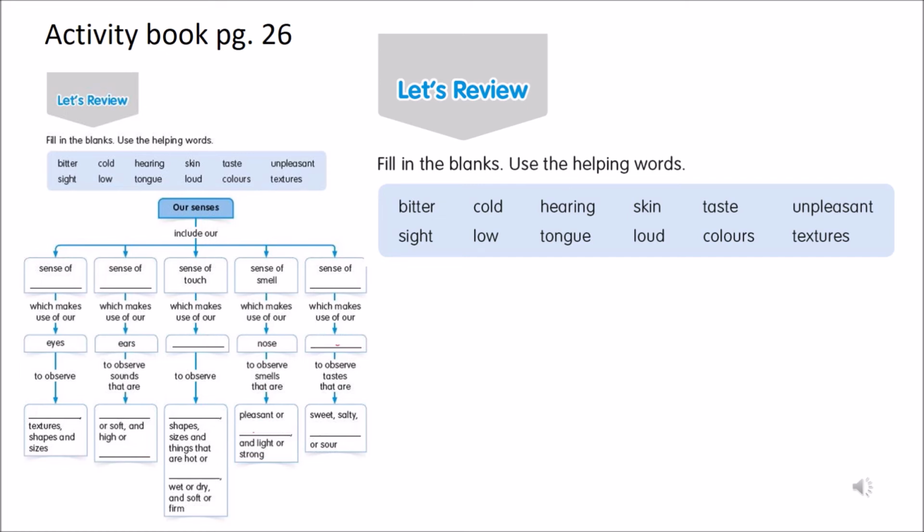So in the blue box, we have fill in the blanks using these words from the blue box. Bitter, sight, cold, low, hearing, tongue, skin, loud, taste, colors, unpleasant, and textures. Now let's move down to the first line and see how we can use these words.